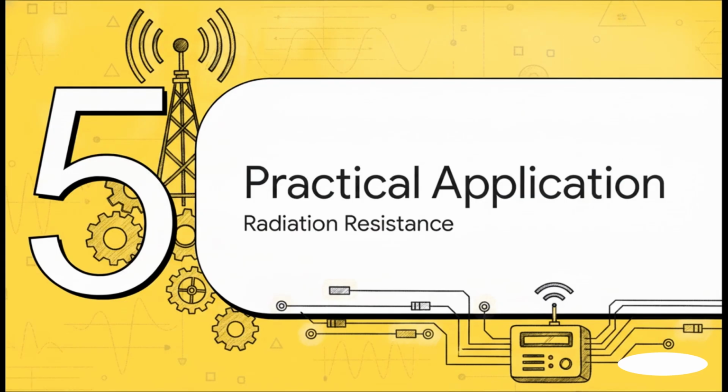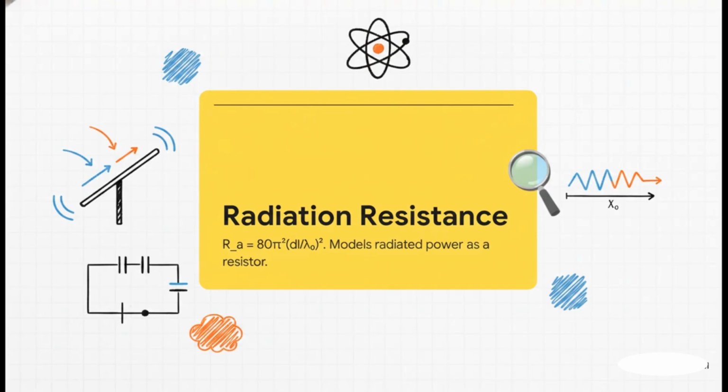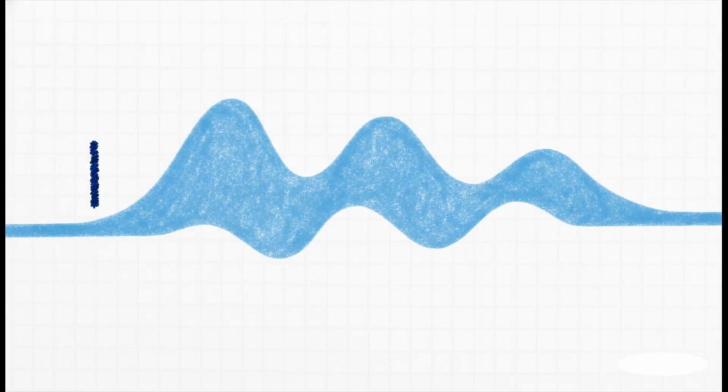Section 5. The practical application: radiation resistance in practice. Now, to bridge this high-level physics to real-world circuit design, we use the concept of radiation resistance, shown here in equation 239. This formula, R sub A equals 80 pi squared times the quantity dl over lambda naught squared, is profound. It allows us to model the power radiated away into space simply as a standard circuit resistor. And notice the key dependency here. It is entirely dependent on the ratio of the antenna's physical length, dl, to the wavelength of the signal, lambda naught.